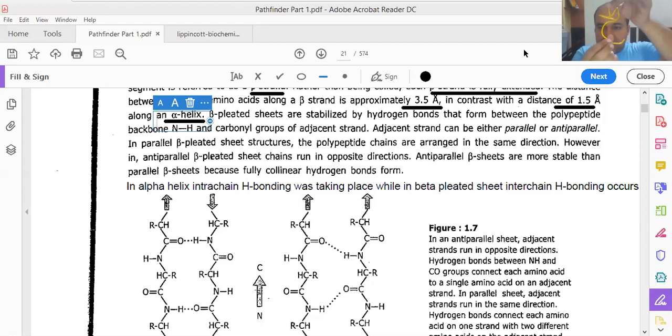Now you just take this alpha helix and extend it to a limit of 3 times. What was the distance between two amino acids in the case of alpha helix? It was just 1.5 angstrom. And now the distance is approximately 3.5 angstrom. So what we have done here is extrapolate the alpha helix 3 times, and then it leads to the formation of the beta strand.